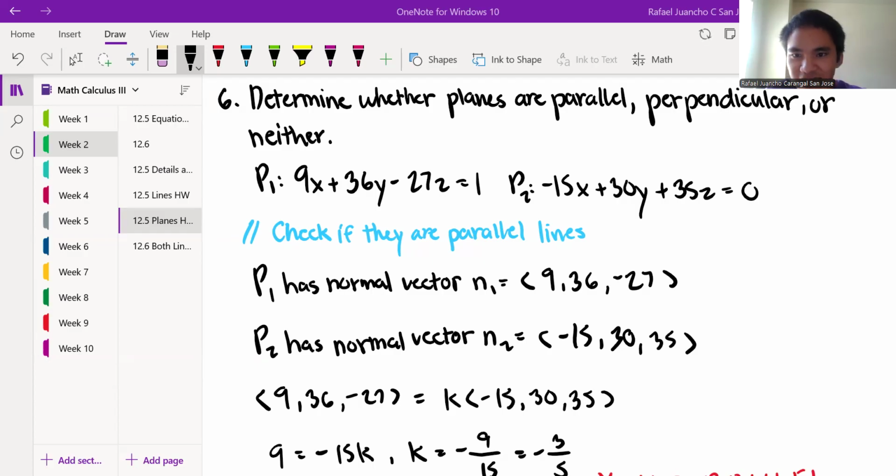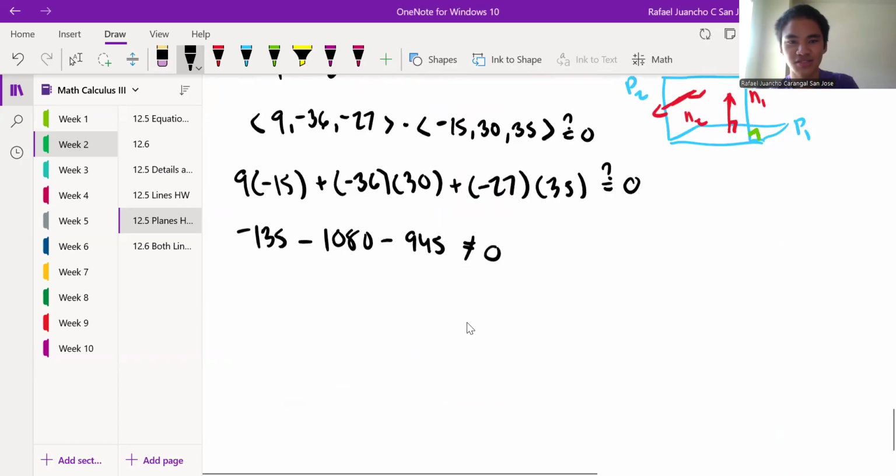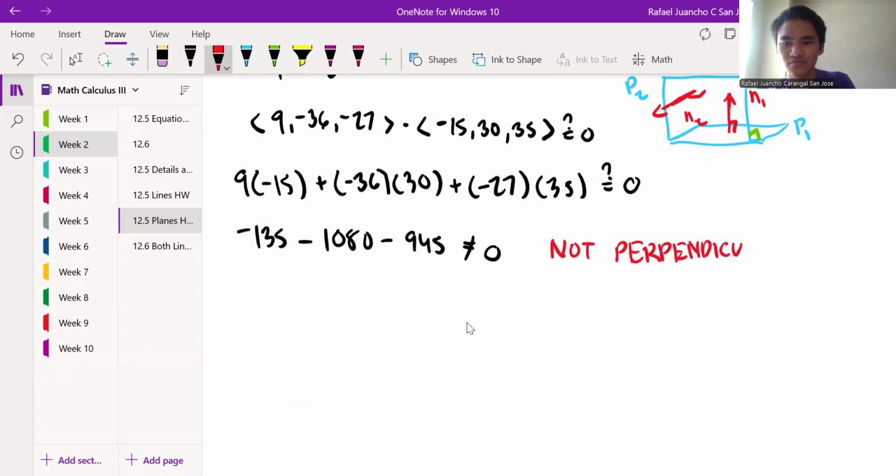Yeah, the video I watched did the same thing, which is funny. But yeah, if they're not, no, they're not perpendicular. We checked. This is a very big negative number right here. So it's not perpendicular. So it means they're neither.